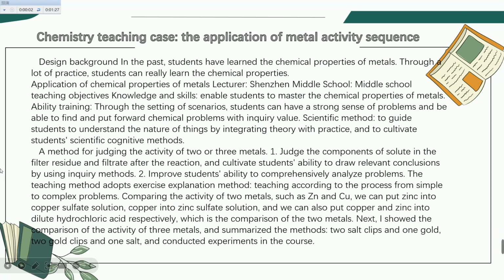And this is to explain the curriculum planning. I found a case, it's a chemistry teaching case. Everyone can read this. It's for the design background. It's a part where students have learned the chemical properties of metals. Through a lot of projects, students can really learn the chemical properties. And I use this case with a different evaluation approach to explain the curriculum planning.